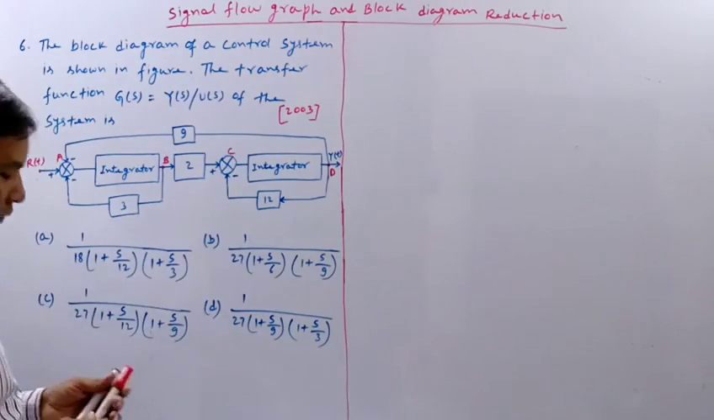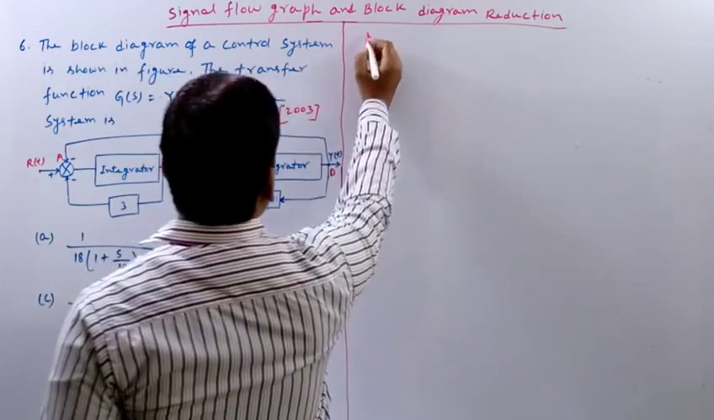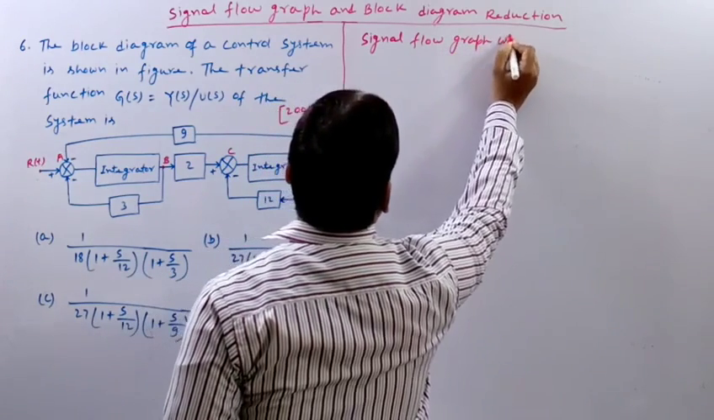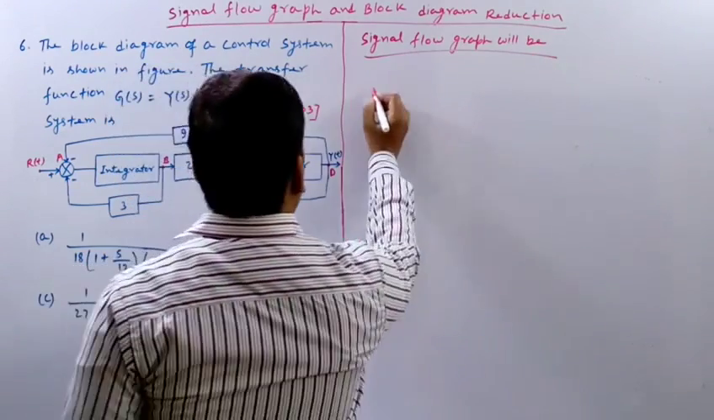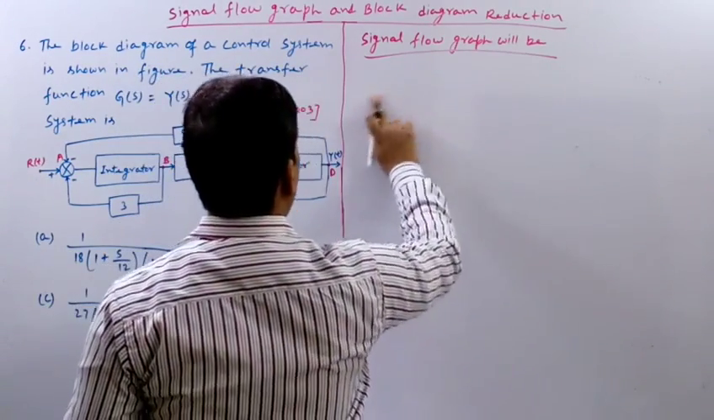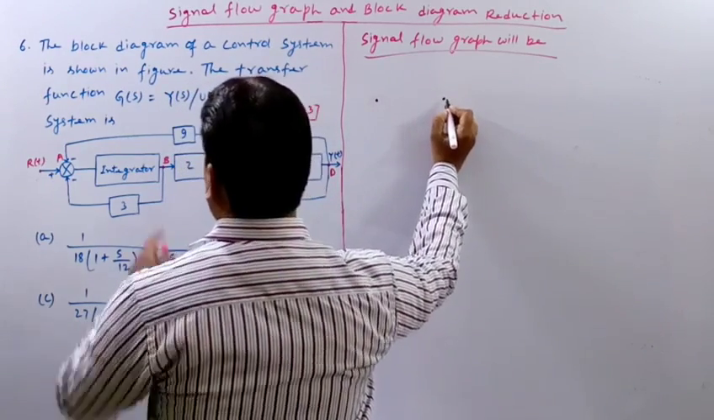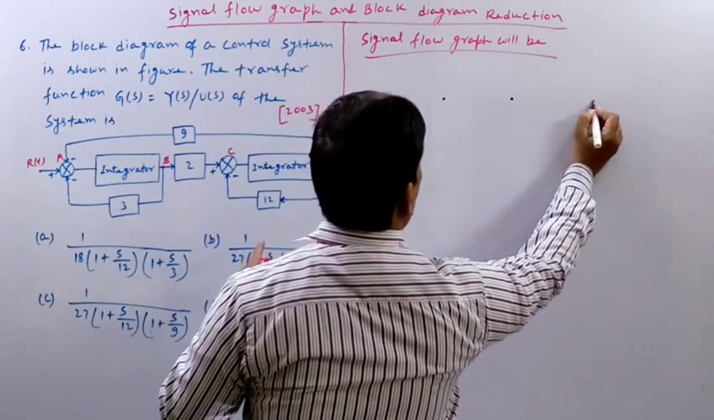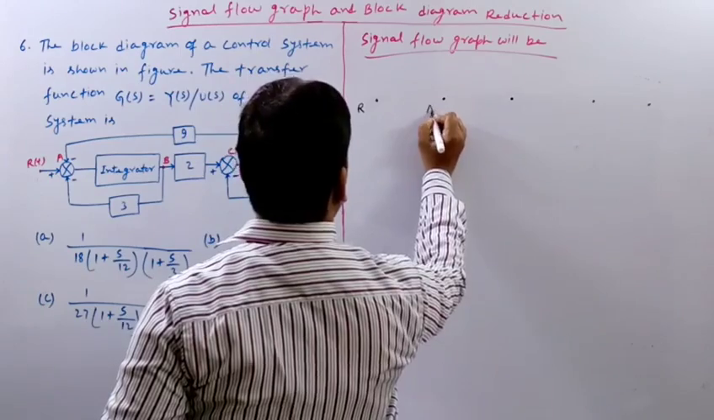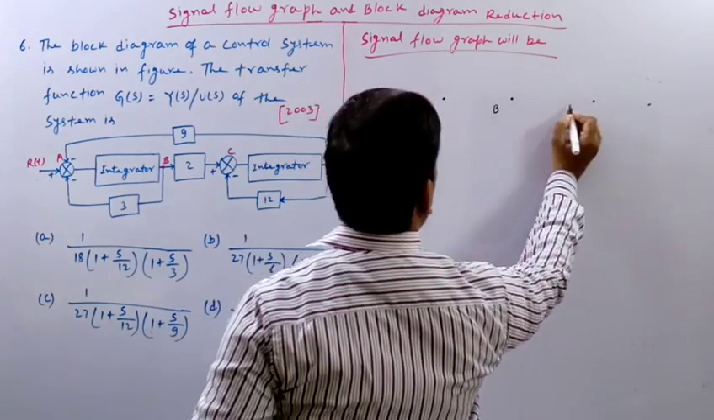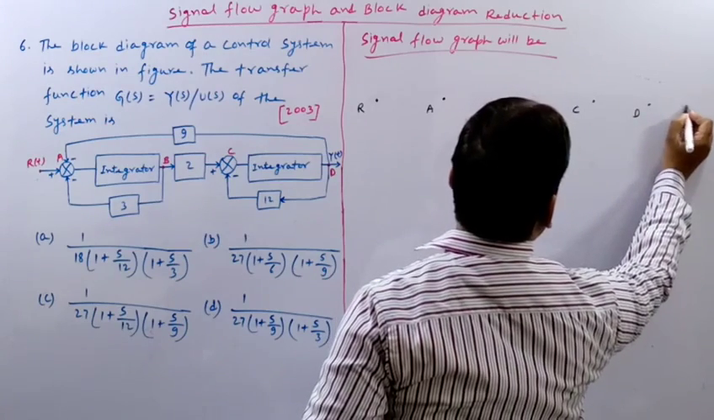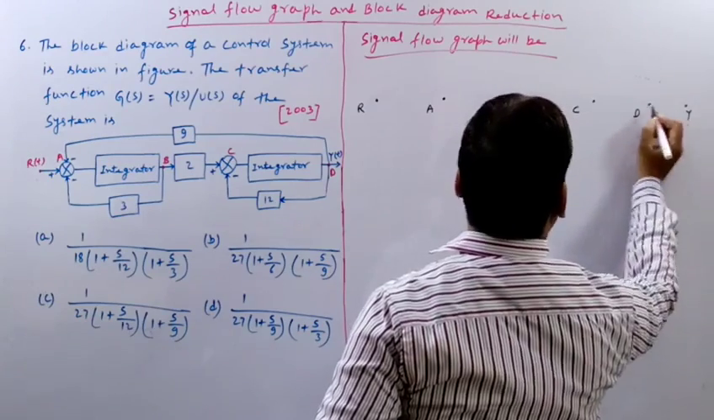Now let us draw the signal flow graph. So the signal flow graph for this block diagram will be, let us write here A, this is B, this is C, and this is D, and again Y. So this point is R, this point is A, this point is B, this point is C, and this point is D. And again one more point Y here.